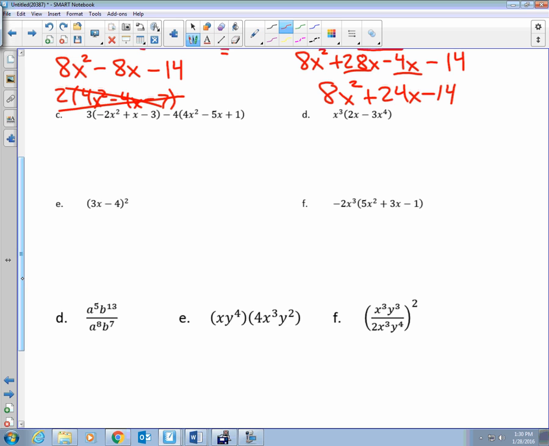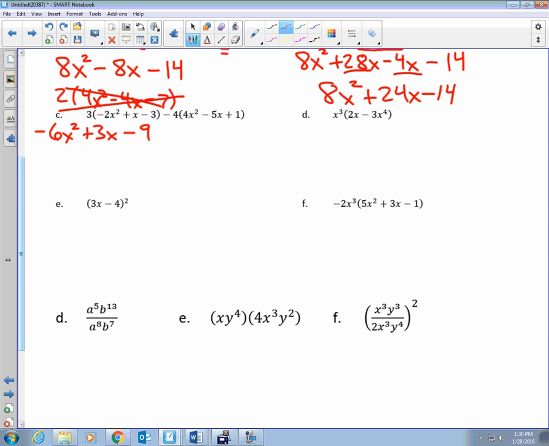Okay. All right, C looks a little bit more difficult. What's different about C? What's our operation? Multiplication and subtraction. So you see we're going to distribute a positive 3, and I'm not going to distribute 4. I'm going to distribute negative 4. Anytime you see a subtraction sign outside parentheses, distribute that through. So I have 3 times negative 2x squared gives me negative 6x squared. 3 times positive x is 3x, and 3 times negative 3 is negative 9. So that's my first polynomial.